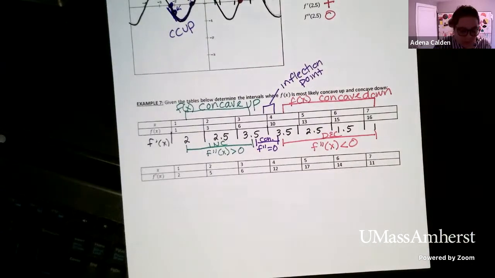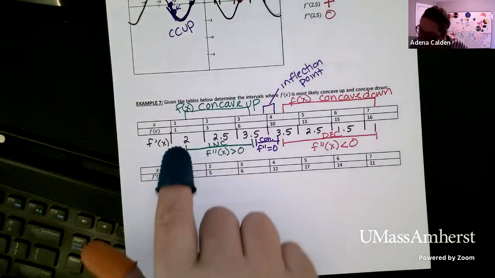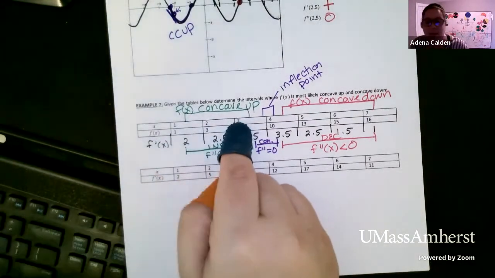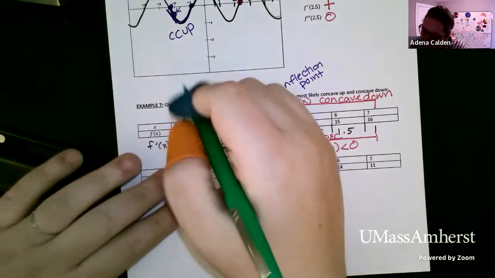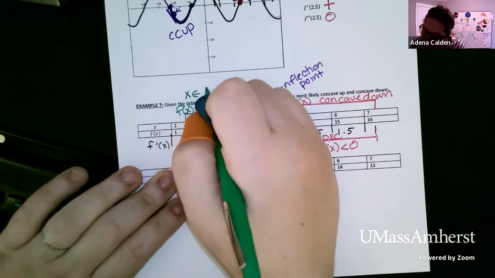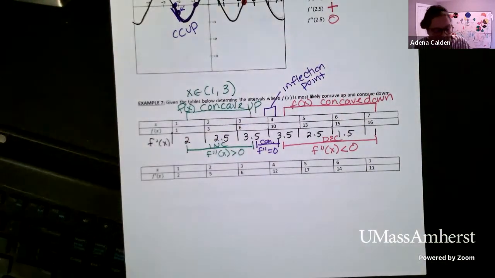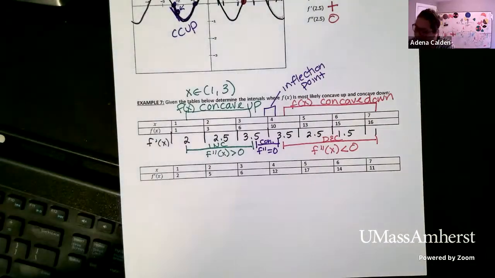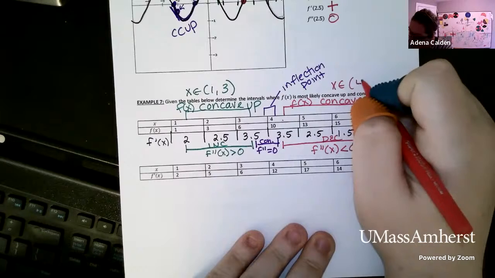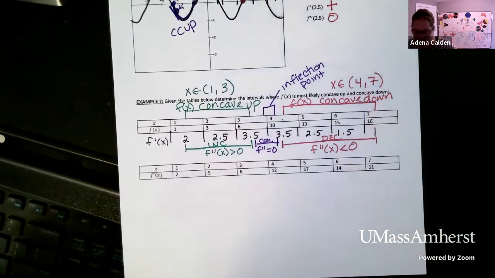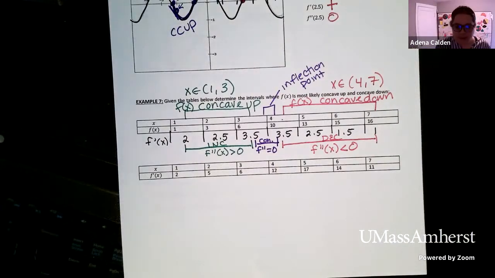Okay, so how do we finally answer this question? It's most likely to be concave up from x equals 1 to x equals 3. We're using the independent values to talk about where things are happening. So we're going to be concave up between 1 and 3. And we're going to be concave down from 4 to 7. Okay, so that answers the question, where is it most likely to be concave up and concave down?